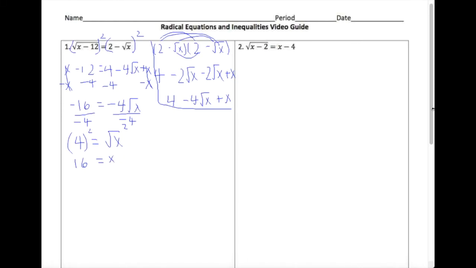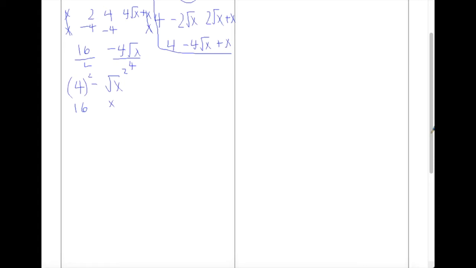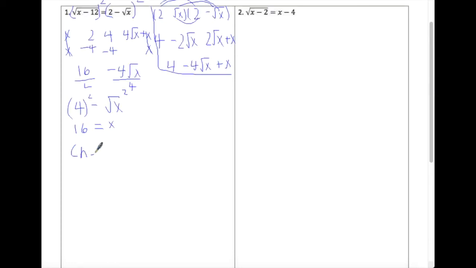But a curious thing can happen when we deal with these square root equations. When we square both sides of an equation, we're changing the domain of our original possible solutions. So when we plug 16 back into the equation, so when we check, if I do the square root of 16 minus 12, and then 2 minus the square root of 16, on the left side I have square root of 4.